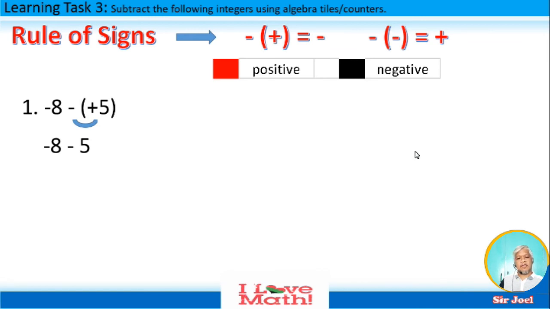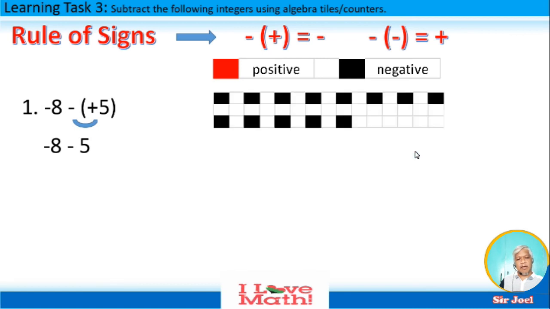Now, how can we answer this problem? Gawa tayo ng 8 block. Bakit? Kasi negative 8. Tapos, dagdagan pa ng 5 block kasi negative 5. Gets natin? So, again, gawa tayo ng 8 block kasi negative 8 and another 5 block kasi negative 5. At dahil wala namang red involved, wala tayong makakancel.